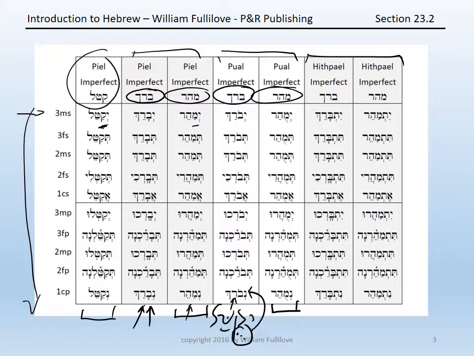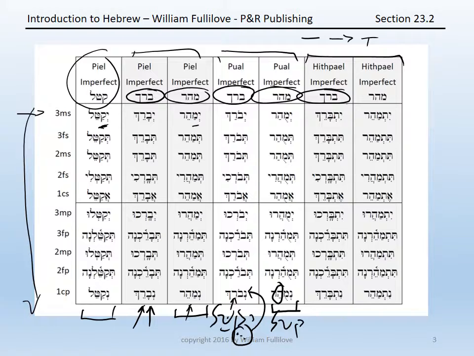This is exactly like the strong paradigm that you would see with katal, because though the hey refuses to double, it does not cause compensatory lengthening, it causes virtual doubling. And then finally in the Hitpael imperfect, you see the same thing. With Barak, you have a virtual doubling. The Hitpael form of the strong verb katal would have had a patach, and that lengthens to kametz.